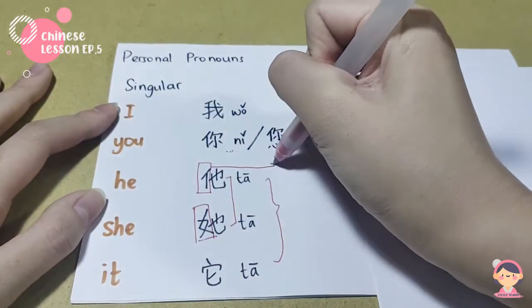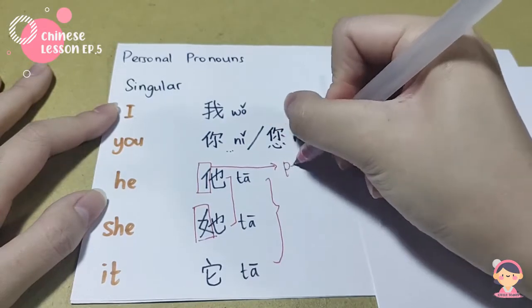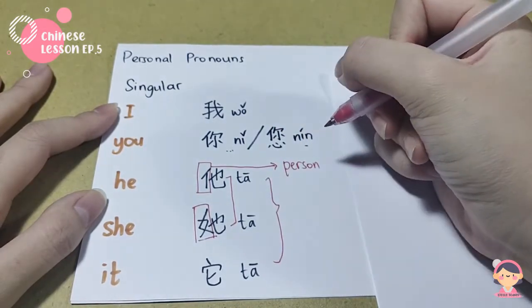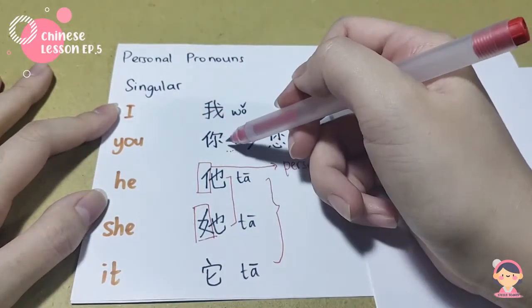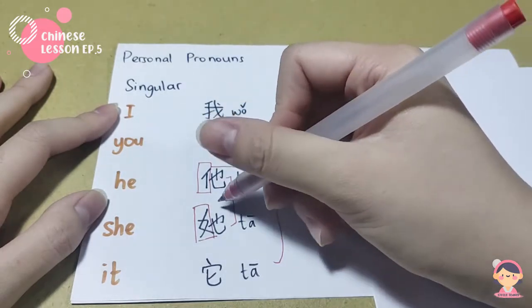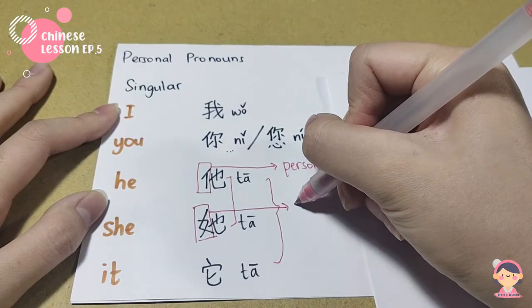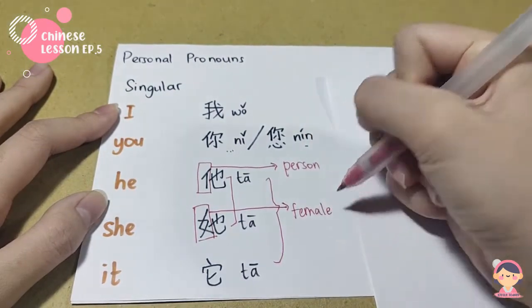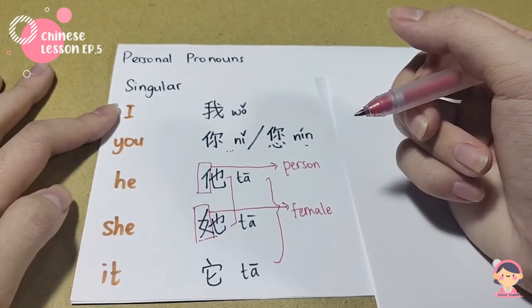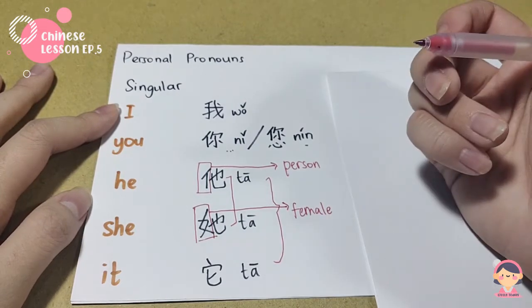And we normally use this character for person-related words like 你 or 他. And we use this character for female-related words like she, mother, sister, etc.